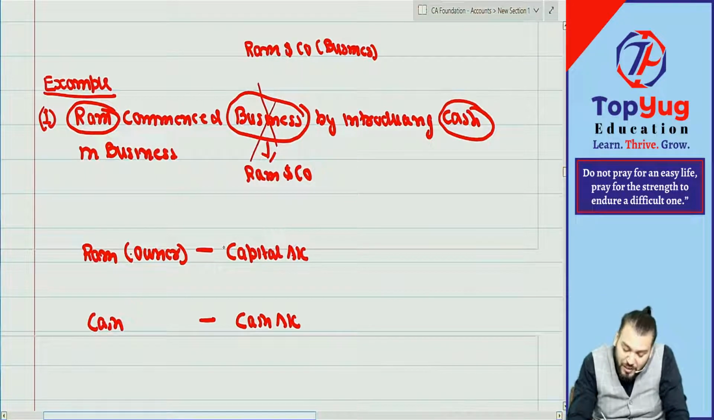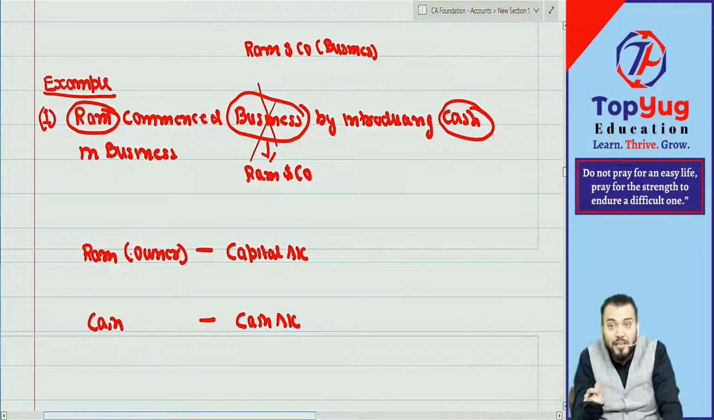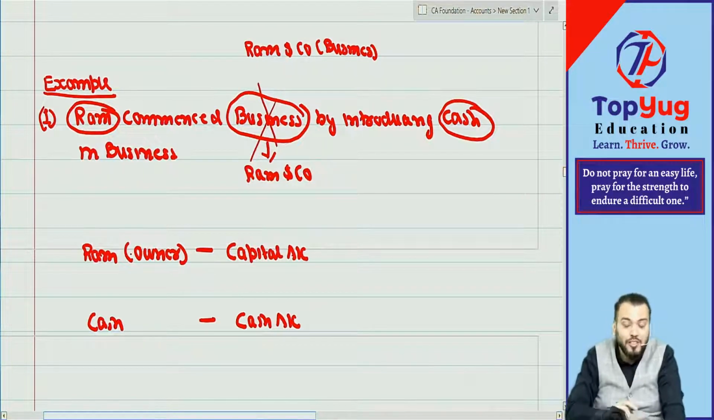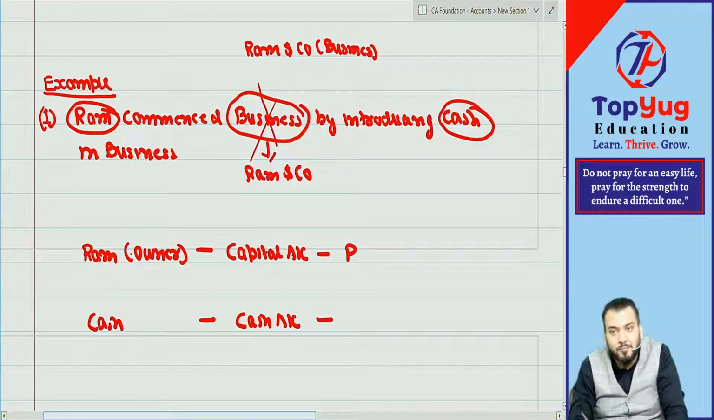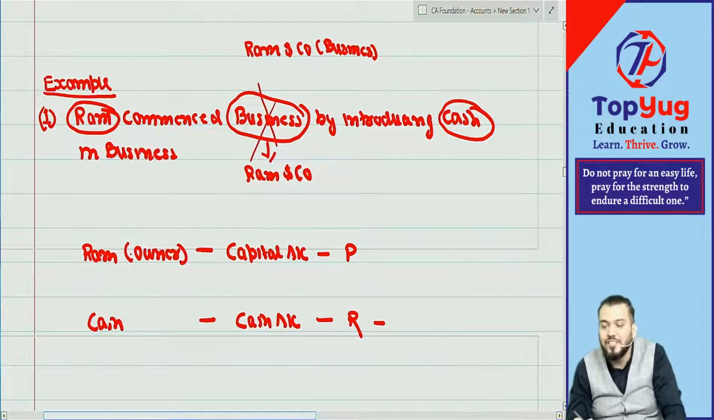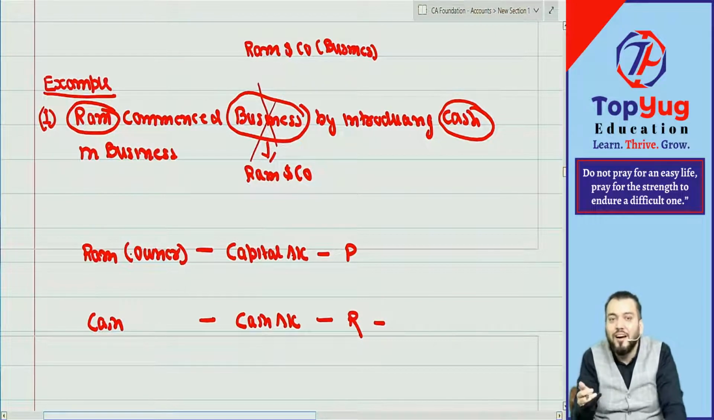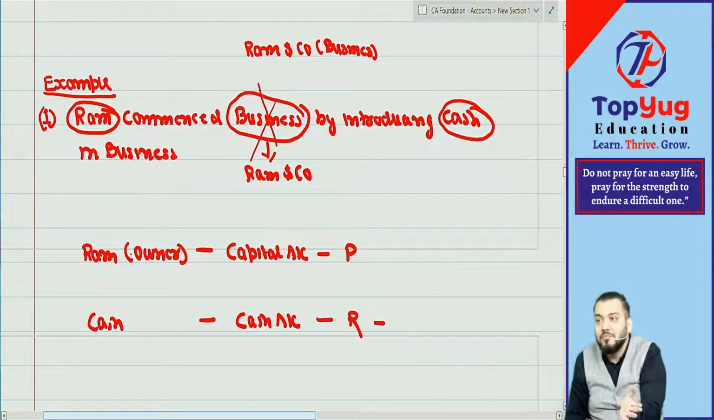Now we have identified two accounts, two aspects. One will be debit, the other credit. To find out which is debit and which is credit, we need to identify the nature of the account. So what is the capital account? Personal account. P means personal. Cash is what? Real account. It is an asset. But for a real account, what is the rule? Debit what comes in. But is the cash coming in or going out? Going out from Ram.